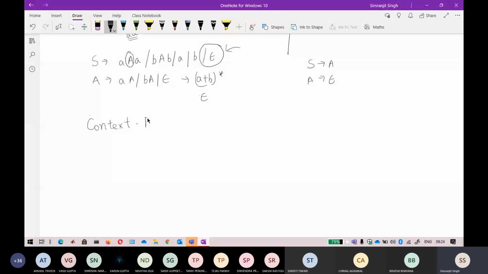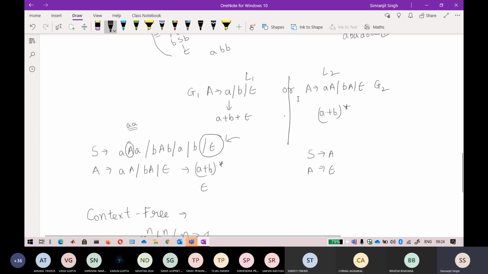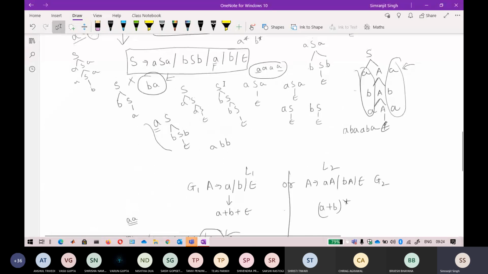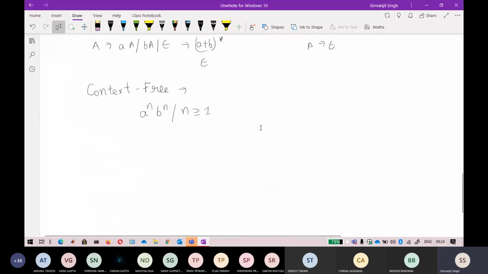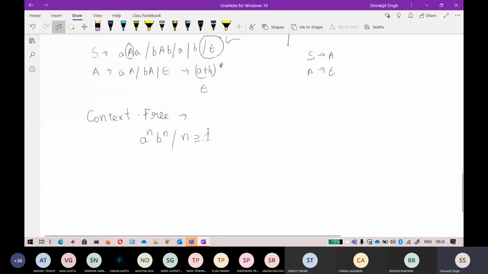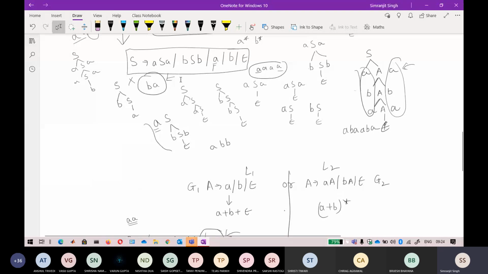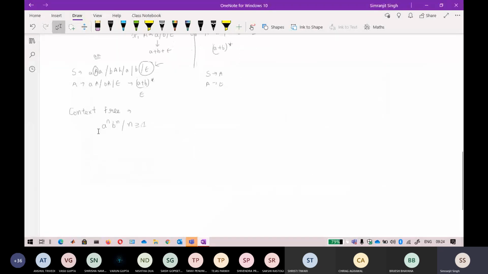Based on that, try now a language, the most popular language we have already done: a raised to power n, b raised to power n, n greater than or equal to 1. Go with 1. Just try to write an expression for this one. I think it will be somewhat similar to this one, with just a little bit of a change. Just try to write a context free grammar for this particular language. Take like 2-3 minutes.